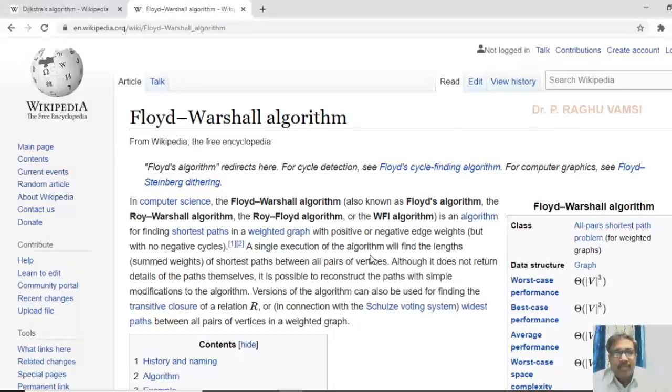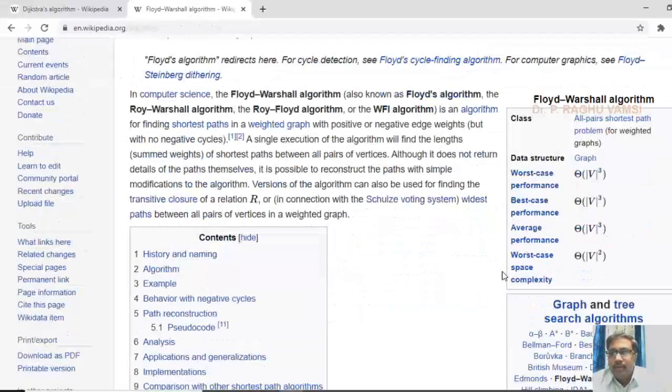Dijkstra algorithm time complexity is order of V squared, where V is the number of vertices. In the case of the Floyd-Warshall algorithm, the time complexity is order of V cubed. The worst case performance is order of V cubed, best case performance is order of V cubed, average case is order of V cubed. The worst case space complexity is order of V squared.